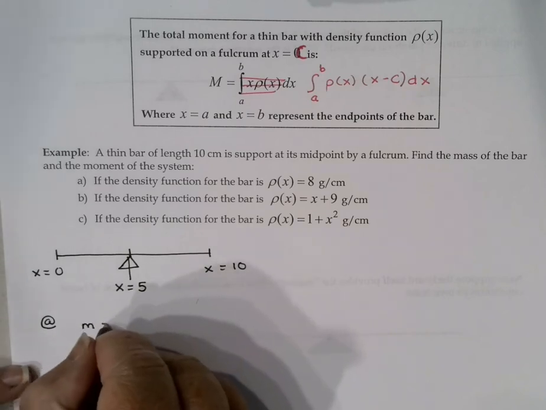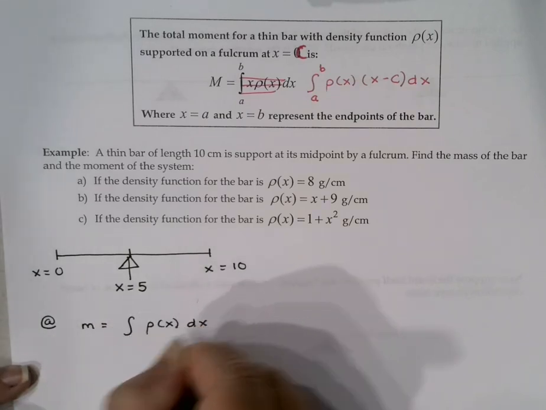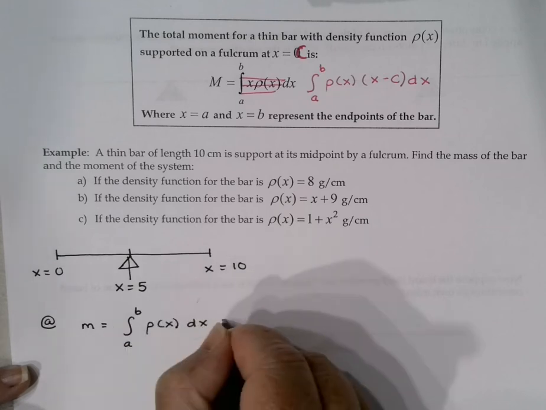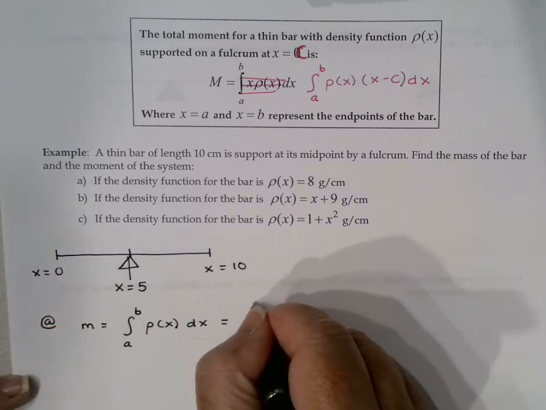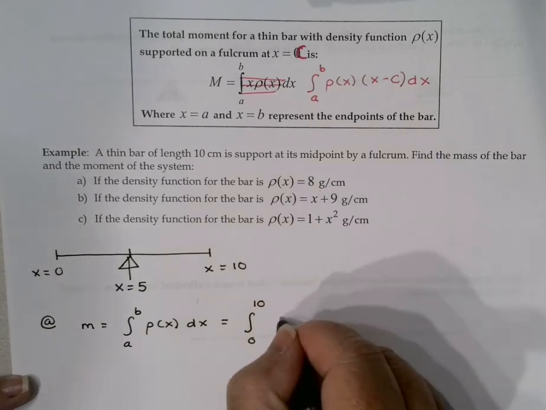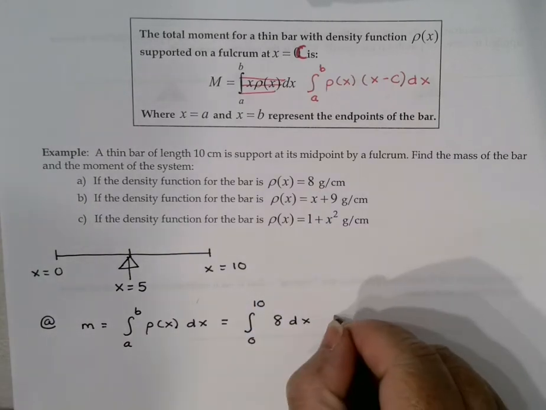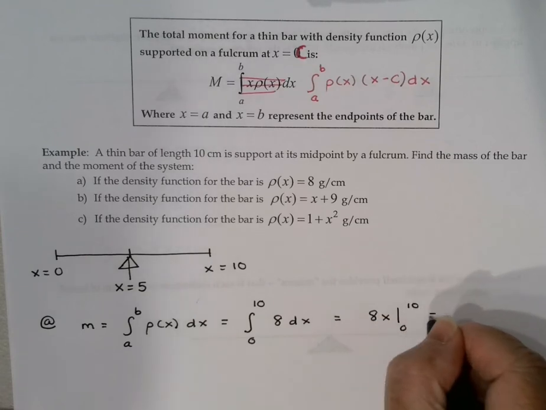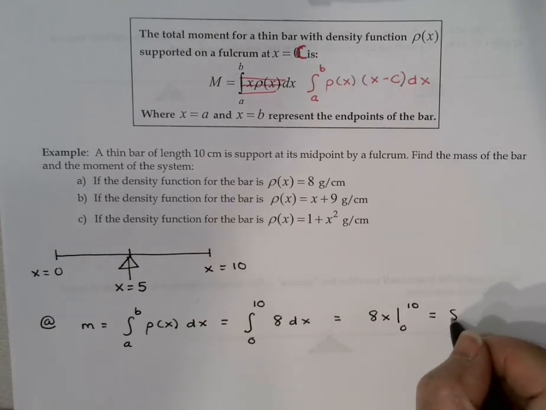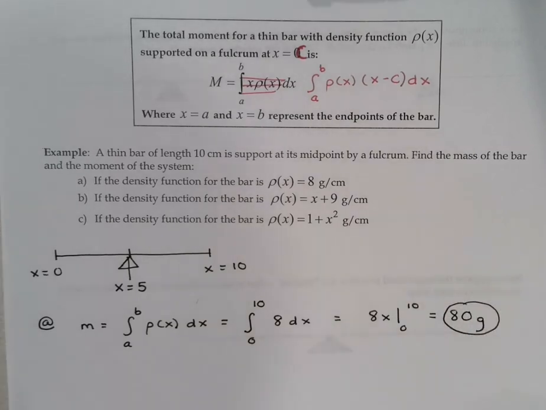All right, mass is the integral of density dx. So that would just go from 0 to 10. The density is 8 dx. The integral would become 8x from 0 to 10. And 8 times 10 is 80, minus 0 is still 80. And the mass of this full board, or bar, is 80 grams.